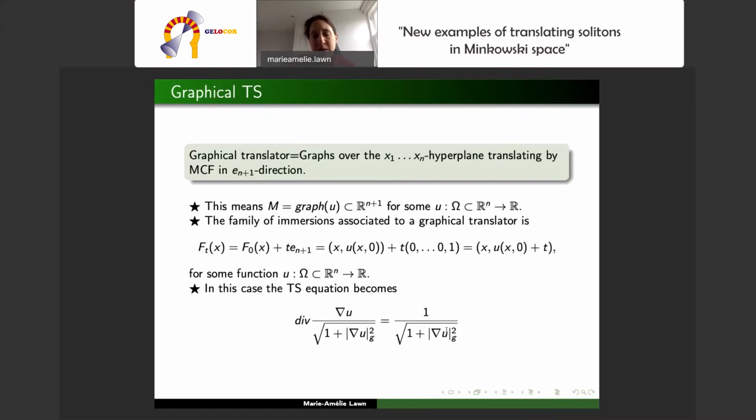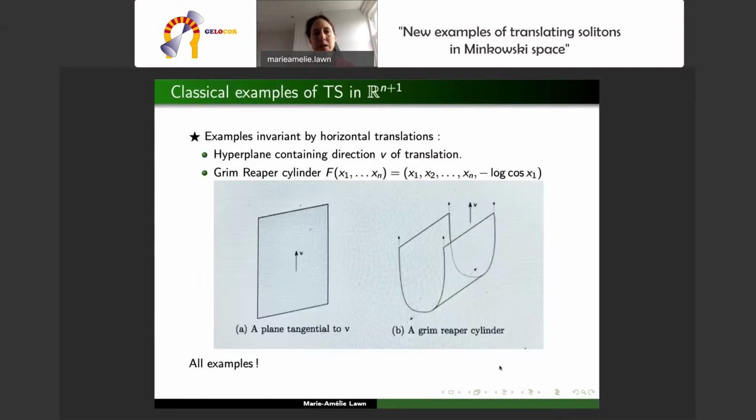In this case, we have a nicer expression in terms of the function u for the translating soliton, which is given here. Well, still, this equation is pretty hard to solve, right? So it becomes elliptic. Now it's elliptic at least, so we have all this elliptic regularity theory we can use, but it's still pretty hard to solve explicitly or look at the behavior of this equation in general. So we do some additional thing.